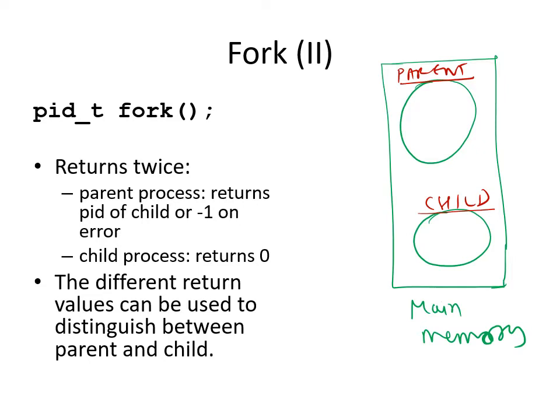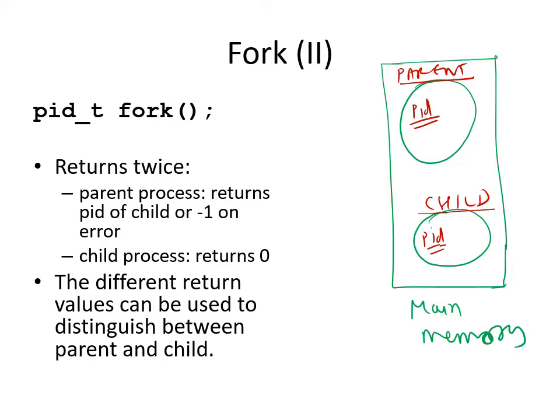So continuing the example of the previous slide, if the parent had a variable PID, the child will also have a variable PID. But note that this PID is inside the parent's memory address space and this PID is inside the child's memory address space. These are two separate copies of the variable PID inside the main memory. They are not the same. So they both can have different values.